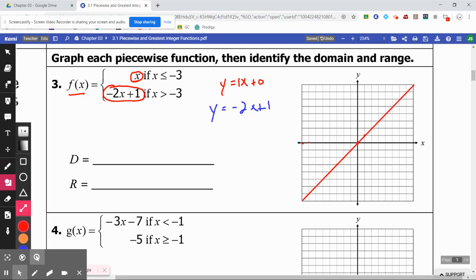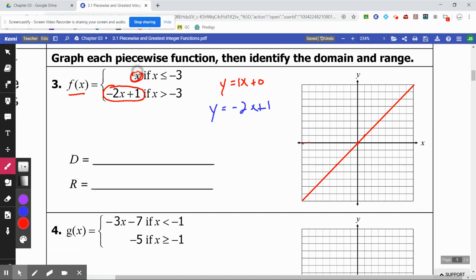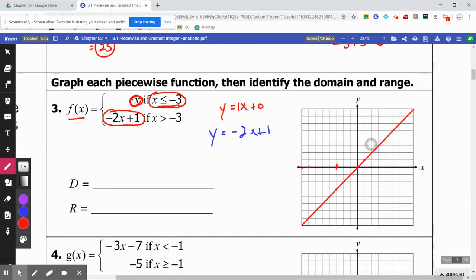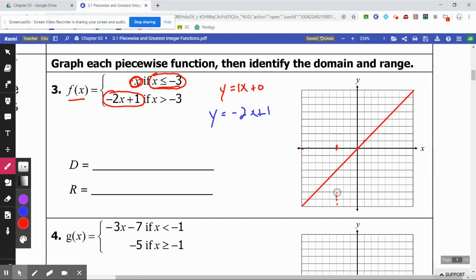But there's an issue. We only want to graph this here. Now, where is x equals negative 3? It's here. Here is where x is negative 3. So we only want to graph that portion of our line, if you remember inequalities, left of negative 3. We only want that portion of the graph left of this line, where x is less than negative 3. So this portion of the graph, I need to be gone.